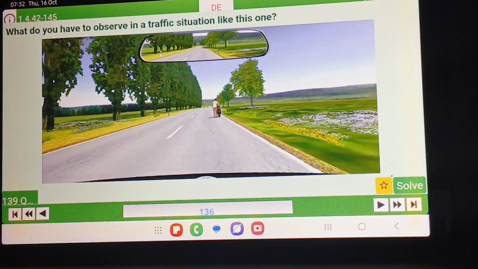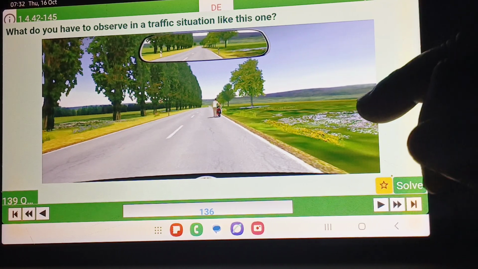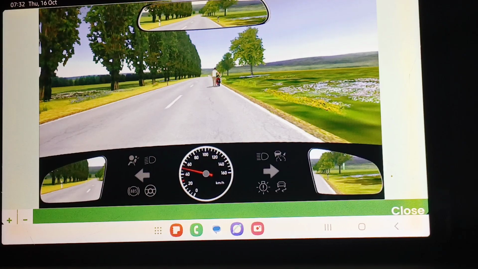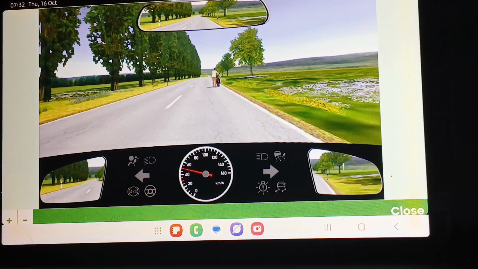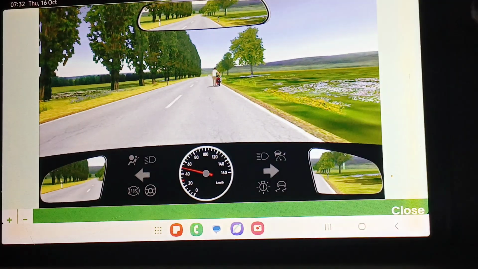What do you have to observe in a traffic situation like this? In this area, you can overtake, okay? Since the road is free, you can overtake. But if there is an oncoming vehicle, maybe a vehicle is coming, and you know you will endanger the person, please, don't overtake, okay?